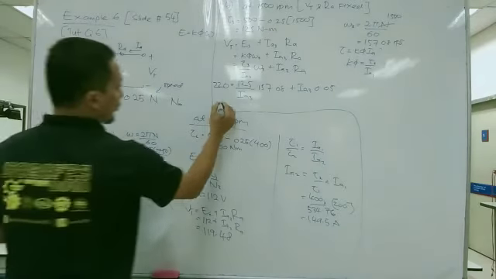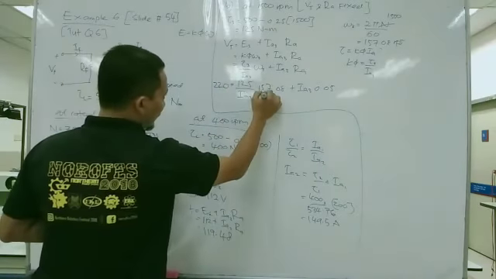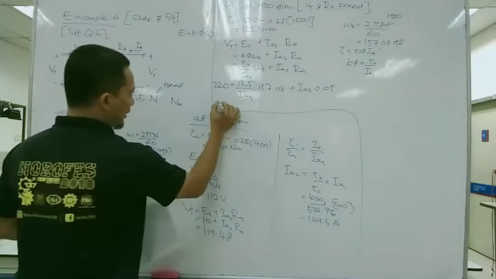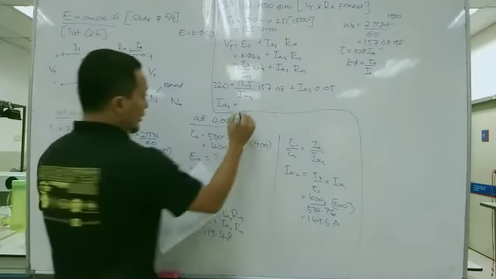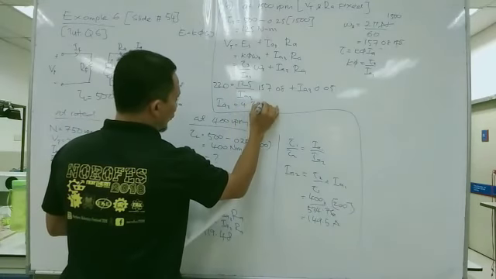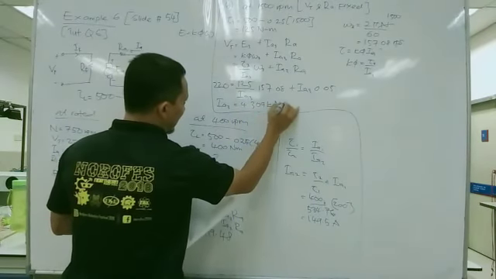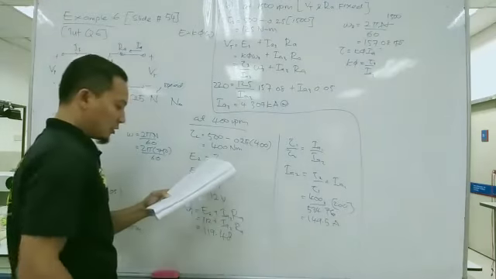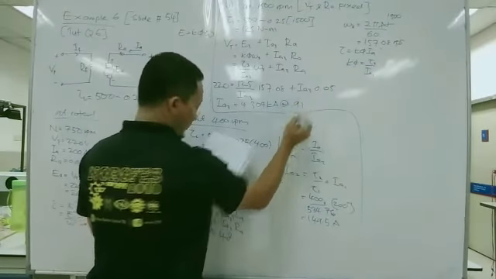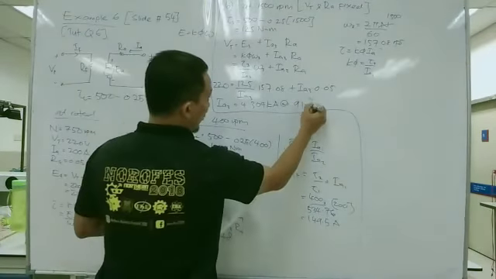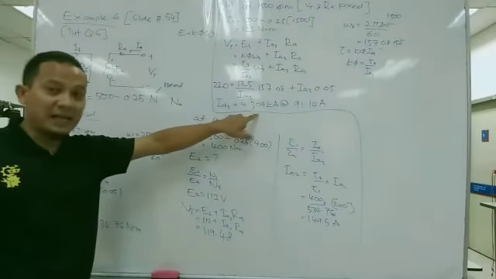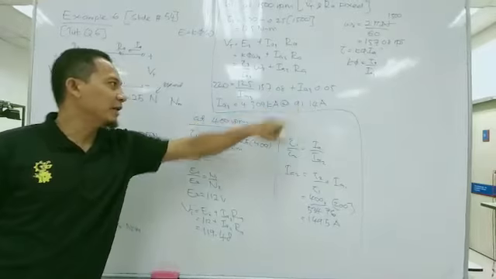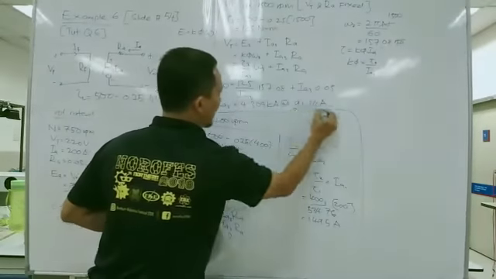From here, if you solve this simultaneous equation, you will get IA3 equal to 4.309 kilo ampere and 91.14 ampere. So the first value is very high, so we take 91.14 ampere for IA3.